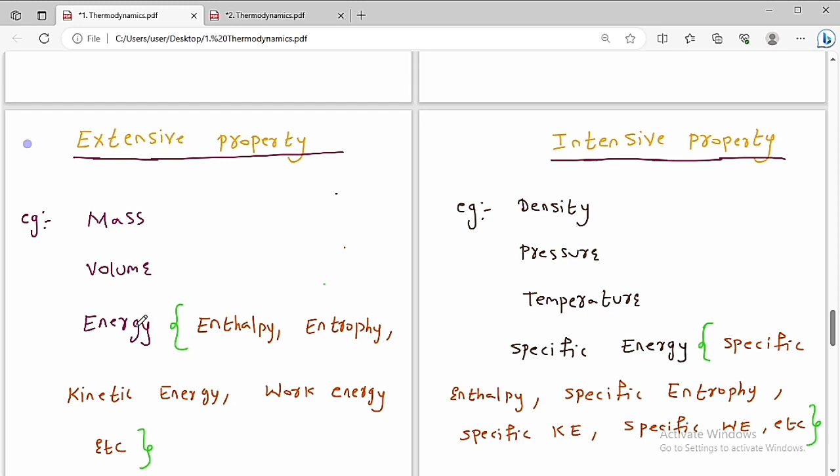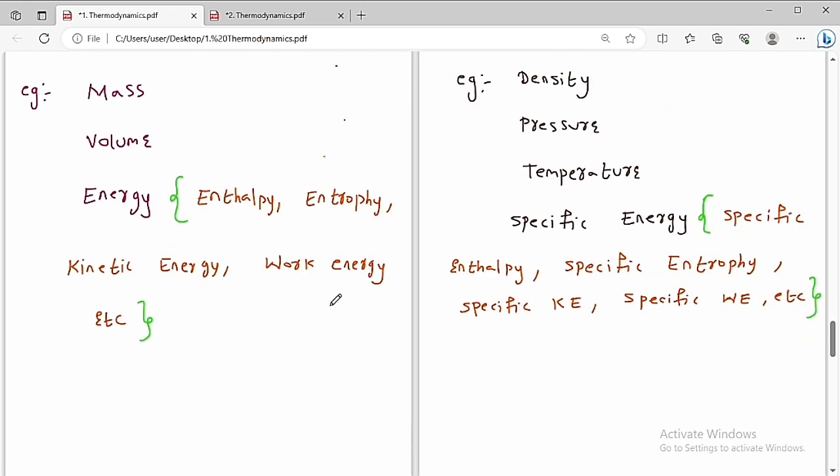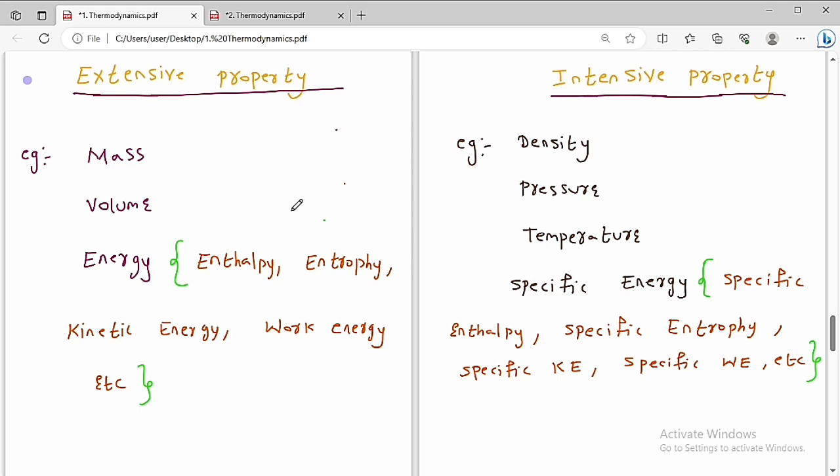And also energy. All the examples of energy, like enthalpy, entropy, kinetic energy, work energy, etc. Whenever you see any energy, by default it comes under the examples of the extensive property.